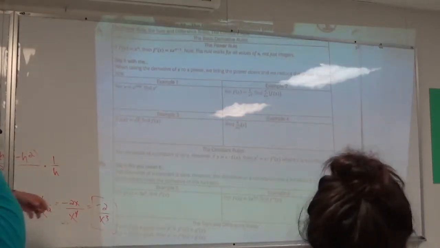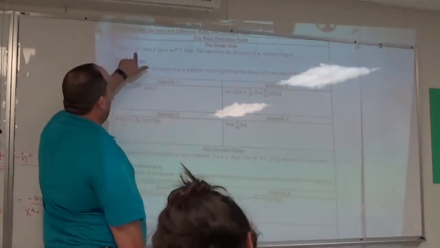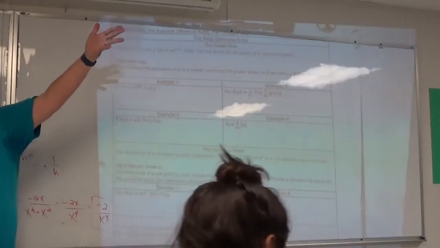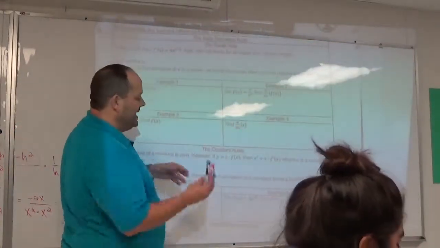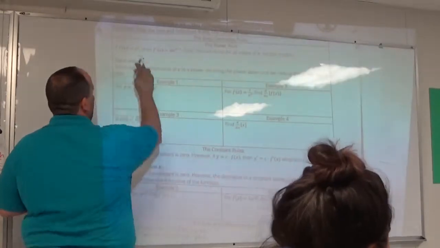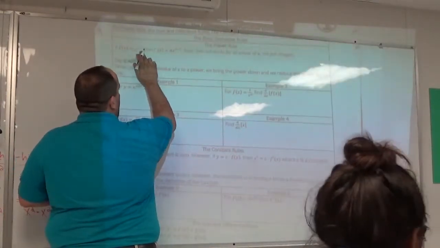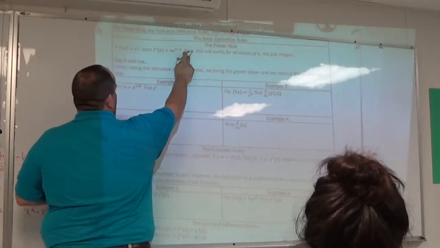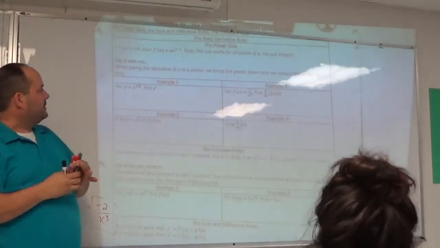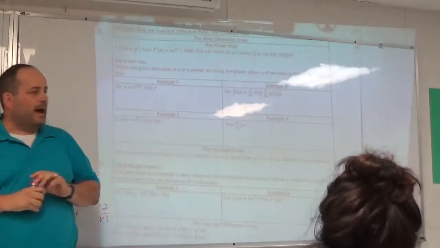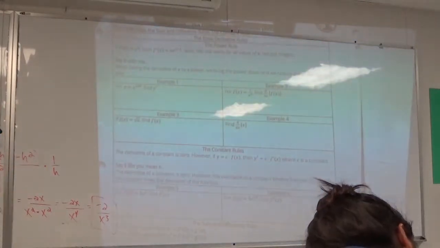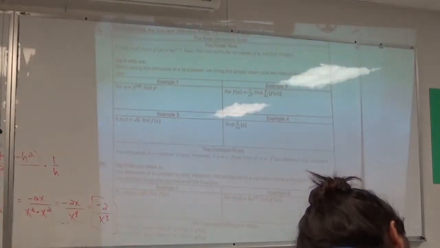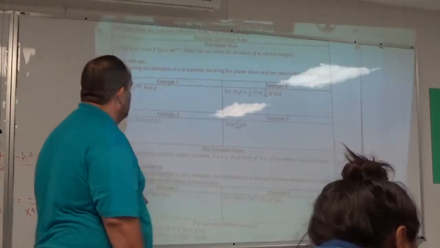Okay, the power rule is when you have x raised to a power. X to the 4th power, x to the 5th power. The way that you find the derivative of x to a power is going to be n times x to the n minus 1. I want you guys to say this with me, please. When taking the derivative of x to a power, we bring the power down and reduce the power by 1.